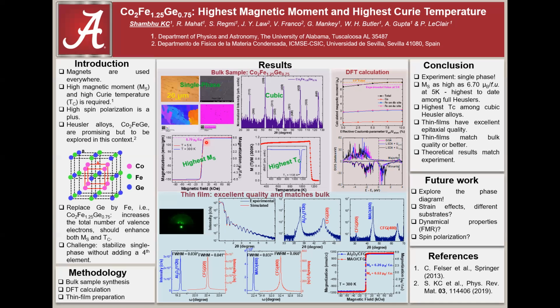So in this work, we are interested in finding a material having high magnetic moment and high Curie temperature. Our interest is in the Heusler alloys, which are easy to work on and have very promising properties. Our candidate alloy here is Co2FeGe. However, in this work, we want to replace 1/4 of the germanium atoms by iron atoms.